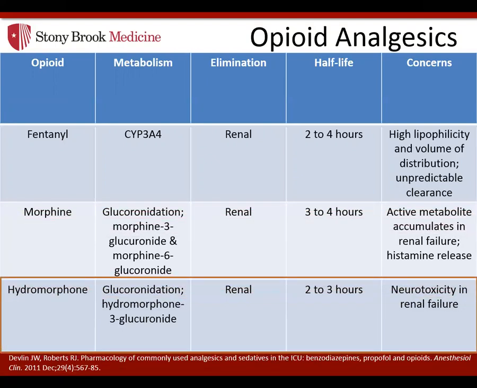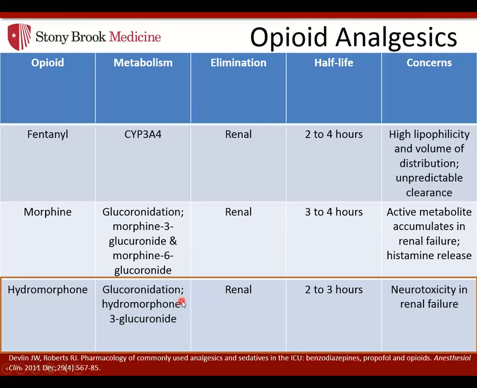Next is hydromorphone, and hydromorphone is an analgesic option that can be used as an alternative to fentanyl. One advantage hydromorphone has is its non-CYP metabolism, which can be an advantage for patients with minimal hepatic dysfunction, since glucuronidation is less affected in early liver dysfunction than the CYP enzyme system is. So there's less accumulation in patients who don't have severe liver dysfunction.